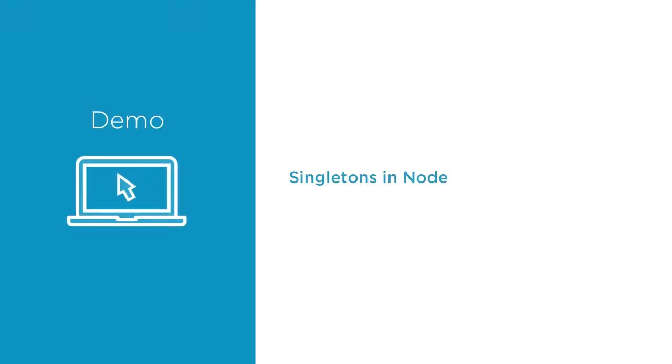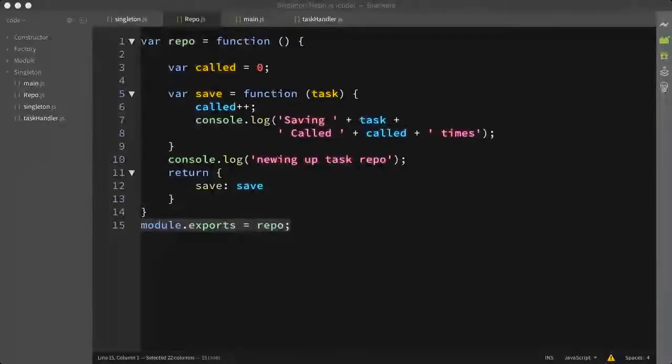So let's look at Node and this CommonJS module pattern and how singletons work in that environment. Now I've created a simple repository that has one method called save. And I've added just an integer number to this repository called called that's going to keep track of how many times that save method is called. And when you call save, I'm just going to write out to the console saving whatever we've written, and called has been called however many times.